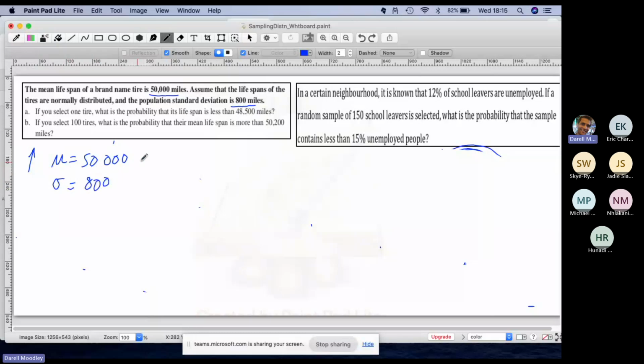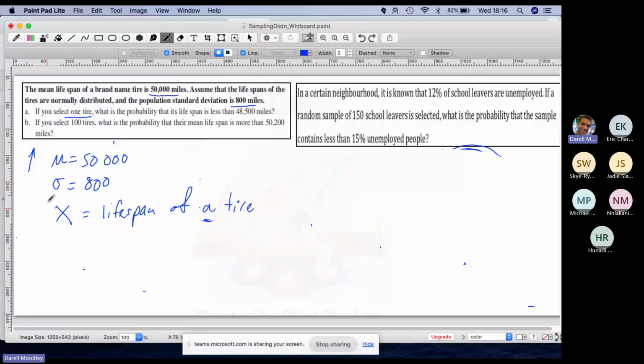The first question says, if you select one tire, what is the probability that its lifespan is less than 48,500 miles? So what we're trying to measure is the lifespan of a tire, and that is X. That is the lifespan of a tire, just one tire.